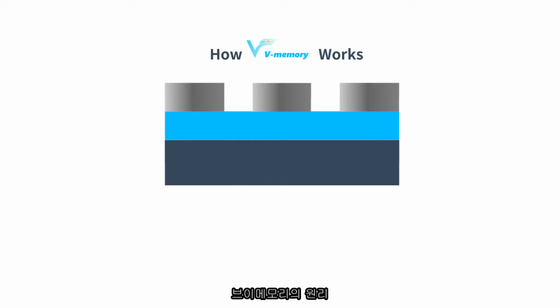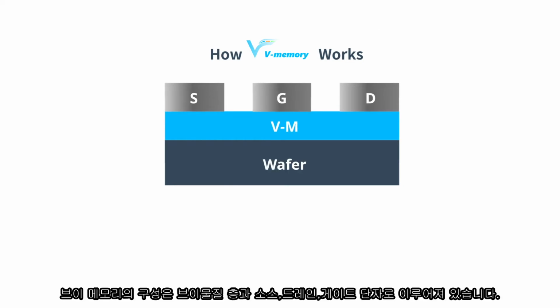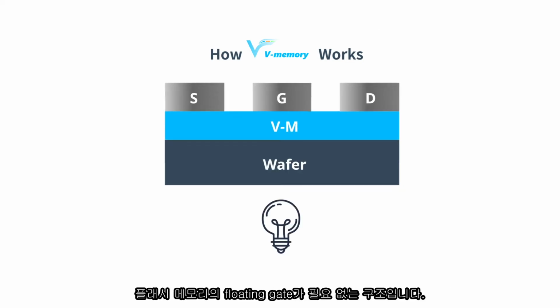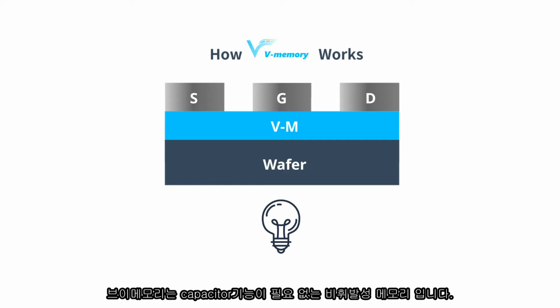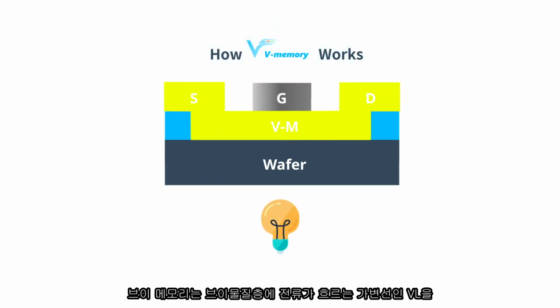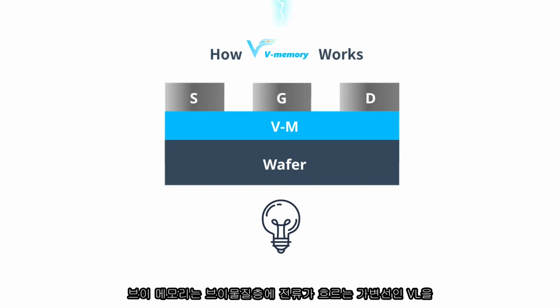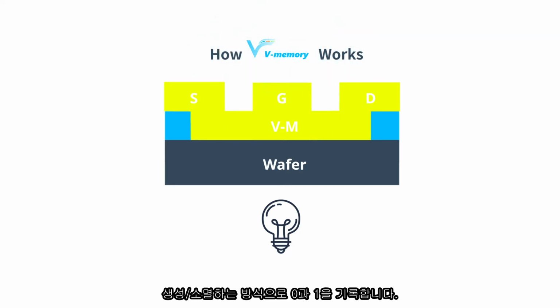Now, let's look at the structure of V-memory and how it works. Feature. V-memory consists of a V-material layer and source, drain, and gate terminals. It does not need the floating gate of existing memory. So V-memory is a non-volatile memory that does not need a capacitor function.